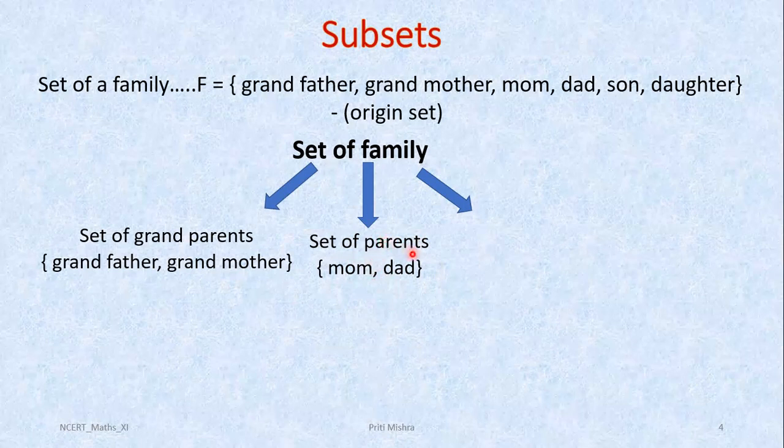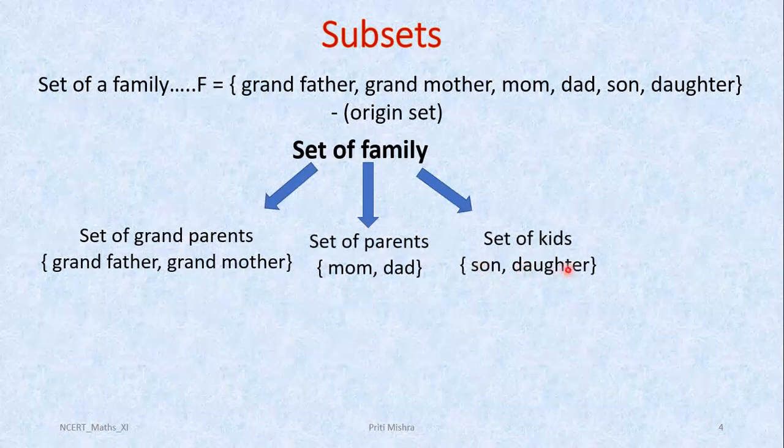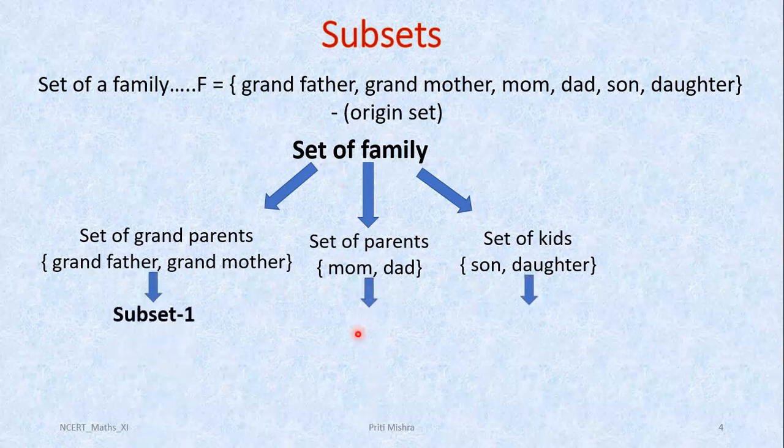Then a set of kids. Here you can have only 2 elements, son and daughter. Here mom and dad, grandfather, grandmother can't come in this set, right? So these 3 sets are coming from this origin set. That's why these 3 sets are known as subsets for this family set. Subset number 1, subset 2, and subset 3.